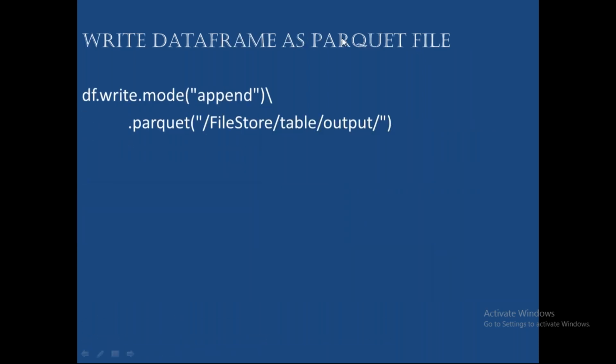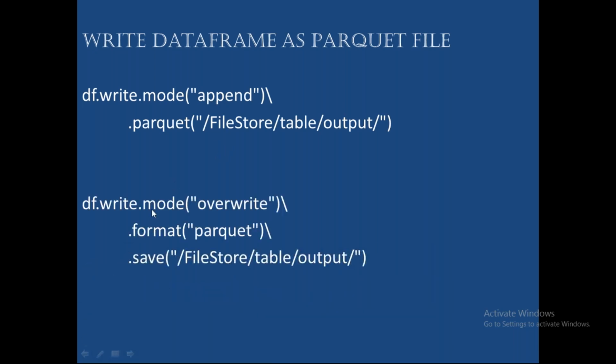Next, write a data frame as a Parquet file. I want to write this data frame's data as a Parquet file. See, df is nothing but the data frame I have. I want to write in a mode. Which mode are you trying to write? Append. Suppose whatever data you have in your output location, you want to just add the new data to the existing data, then you have to use the append mode. If you want to remove the existing data and keep only new data, then you have to use the overwrite mode, which we have discussed in our previous sessions.